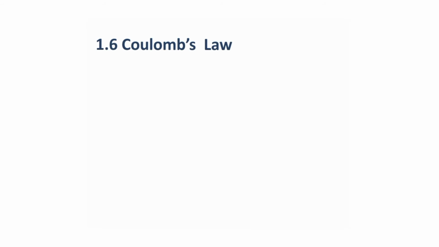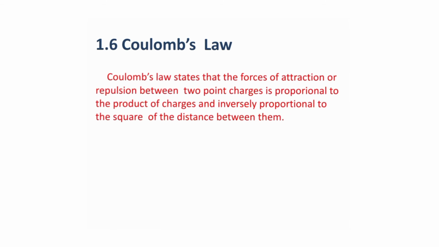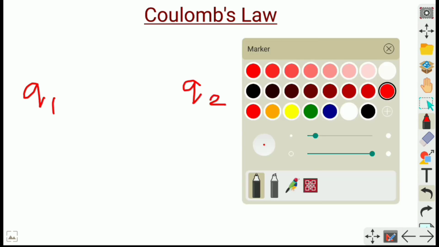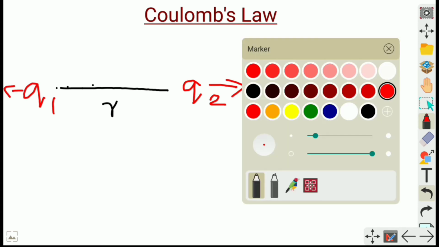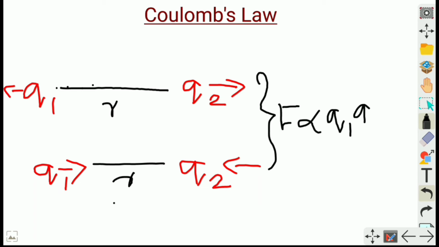Now let us discuss the last topic, Coulomb's law. Coulomb's law states that the force of attraction or repulsion between two point charges is proportional to the product of charges and inversely proportional to the square of the distance between them. Now let us briefly explain Coulomb's law. Consider two point charges Q1 and Q2 separated by a distance r. Here we consider two situations. If Q1 and Q2 are like charges, they repel, and in the second figure, if Q1 and Q2 are positive and negative, then they attract.